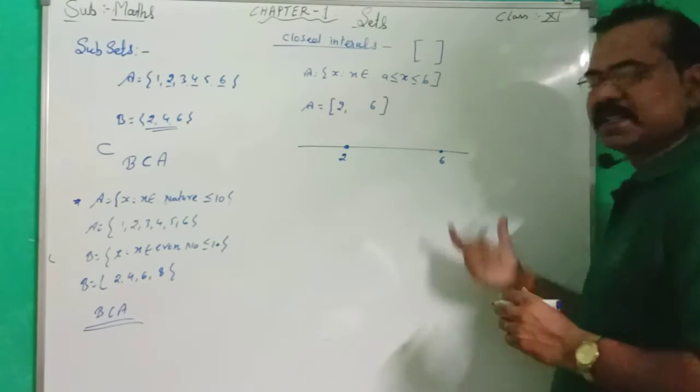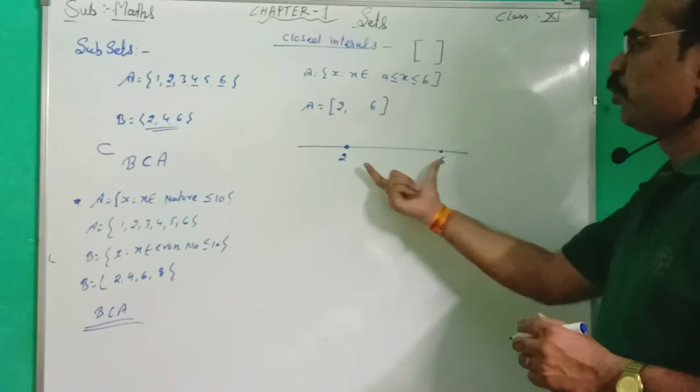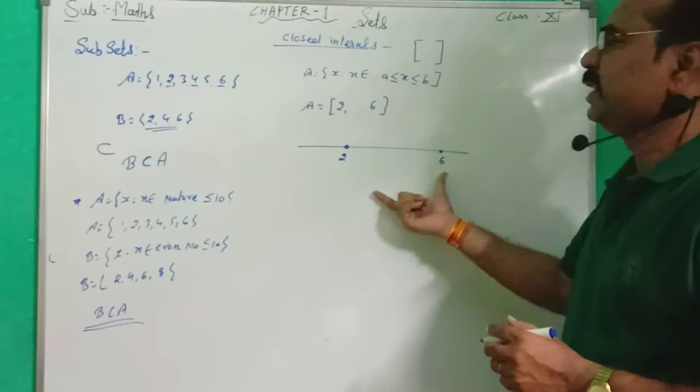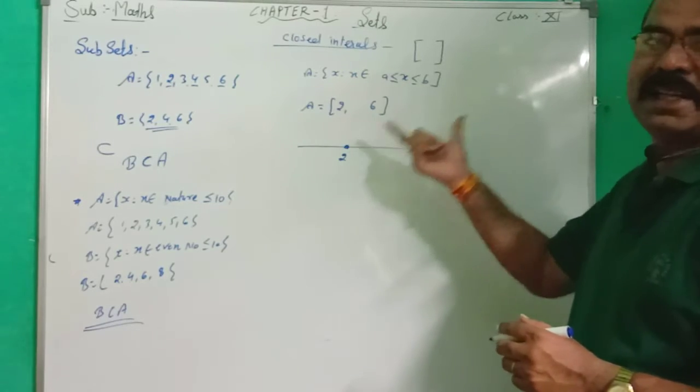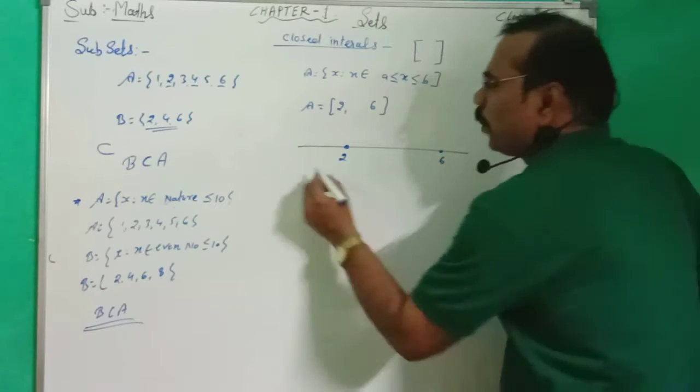What is the open interval? I think you have to understand, because 2 and 6 are included in that interval, meaning here 2 is included and 6 is also included. That is a closed interval. Now we have to discuss the open interval.